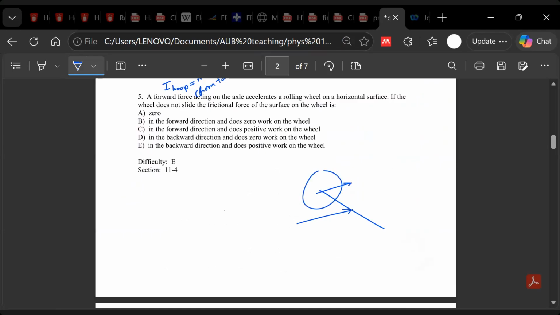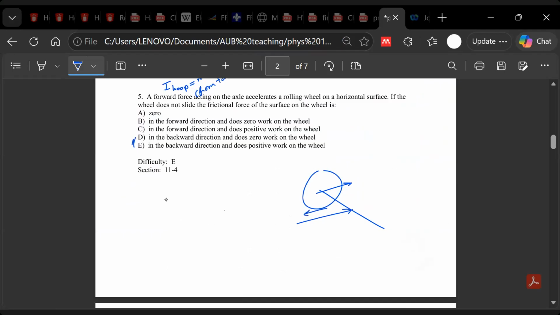We said the friction is the reason behind the rotational motion because it's actually the only force that makes a non-zero torque. So if there was no friction, the whole wheel would just move forward without rotation. So the friction is always opposing the direction of motion or the direction of possible motion. If the motion is forward, then the friction should be in which direction? Backwards. So here the friction is backwards.